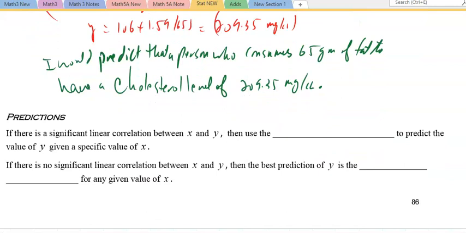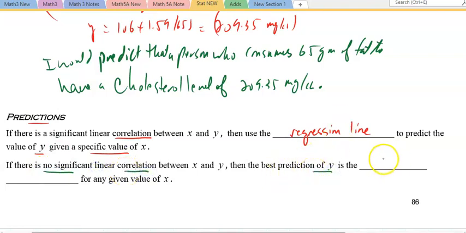Now, this is if there is a correlation. We want to predict. If there is a significant linear correlation, we use the regression line, or the line of best fit, to predict the values of y given the specific x. However, if there is no correlation between x and y, then the best predictor for y is the mean of the y's.